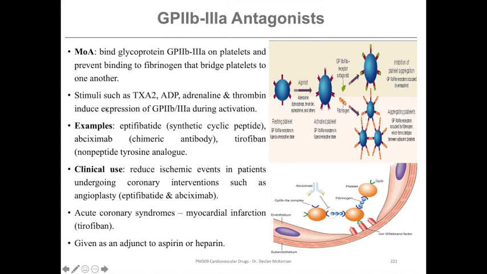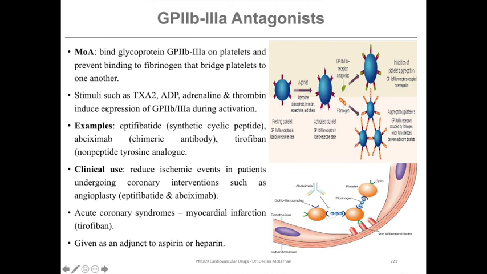Examples in this class include eptifibatide, which is a synthetic cyclic peptide. Abciximab is a chimeric antibody, and its mechanism is shown on the diagram in the bottom right, where it can, as shown in the antibody, interfere with the binding of the GP2B3A complex. And finally, tirofiban is a non-peptide tyrosine analog.